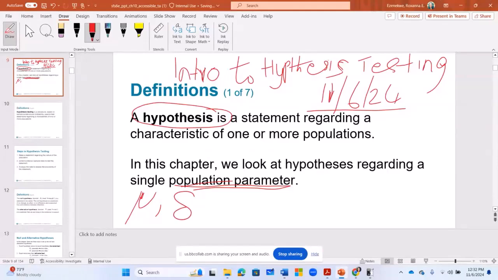We shall not be testing population standard deviation. We will not be testing population variance. Also, we will be testing population proportion, and it can be population mean for small sample and population proportion. So we are not going to be testing population standard deviation and variance. The important thing is that we are doing hypothesis testing for population proportion and population mean.